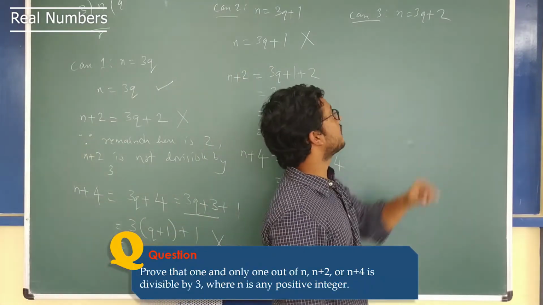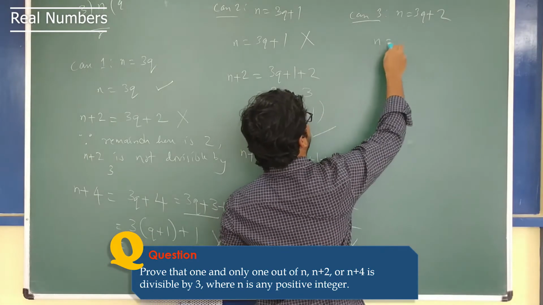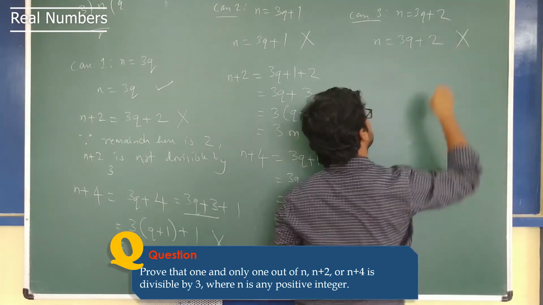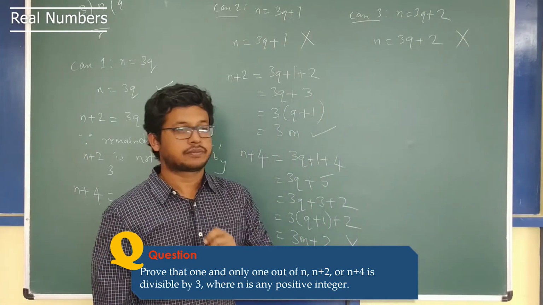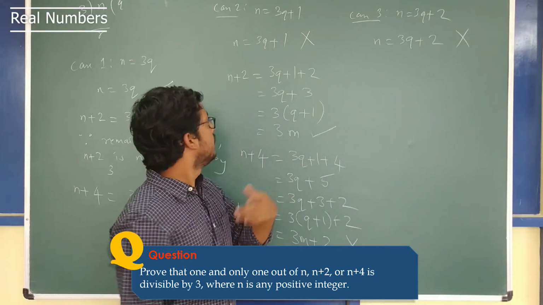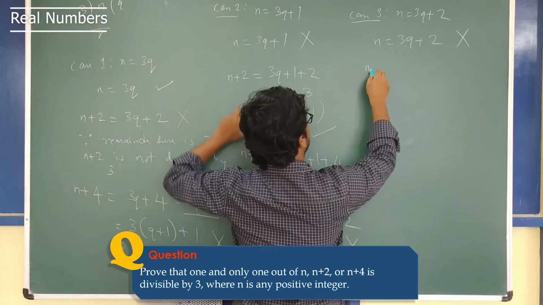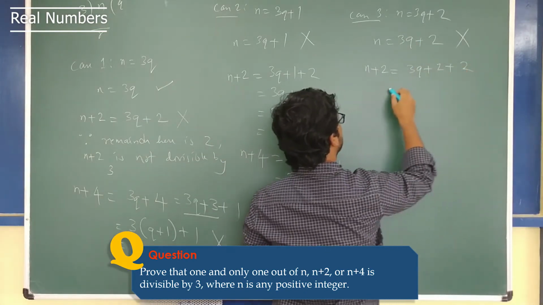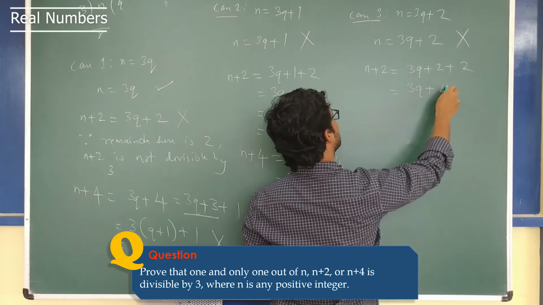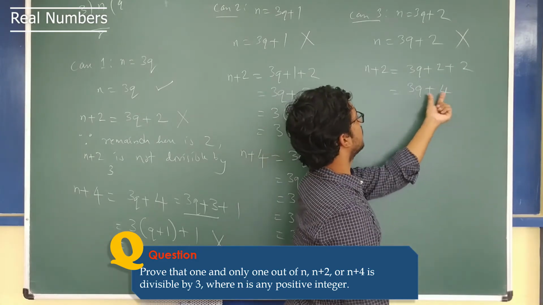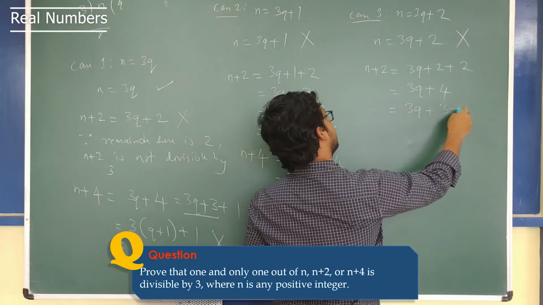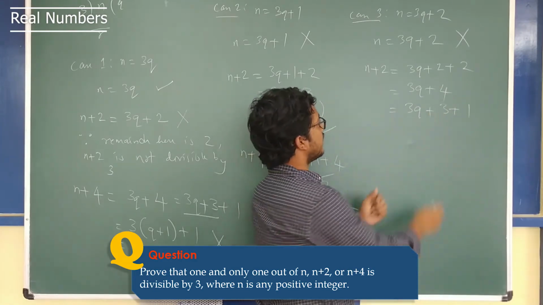So n is 3q plus 2. So again let's check, n is 3q plus 2. Directly the remainder is 2. So therefore this number is not divisible by 3. Okay. So let's check n plus 2. So if I take n plus 2, this will become 3q plus 2 plus 2, which is 3q plus 4. Since I cannot take 3 outside here, I will write 4 as 3 plus 1. So again I can take 3 outside.